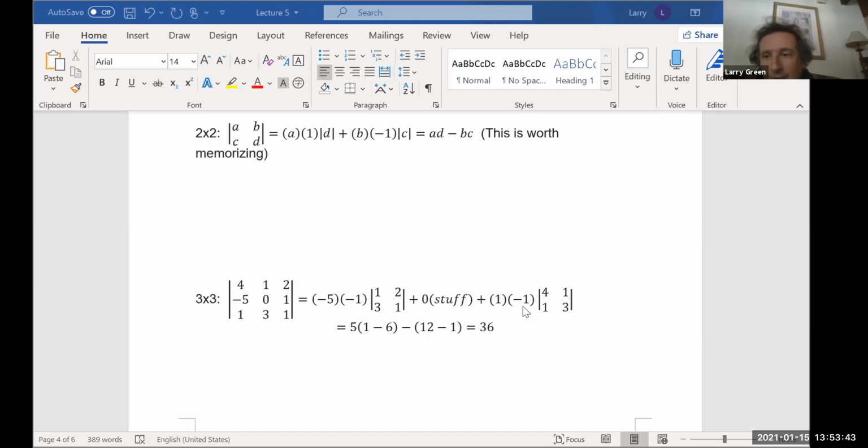Okay, then I find the minor associated with that second row, third column. So I get rid of the third column, I get rid of the second row, and I have a 4, a 1, a 1, and a 3. Any questions on this?